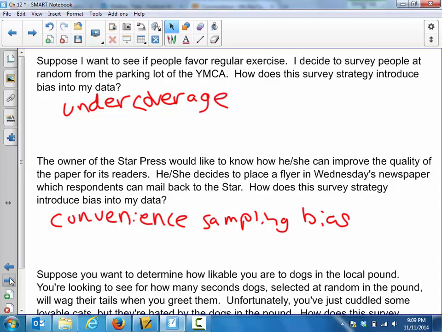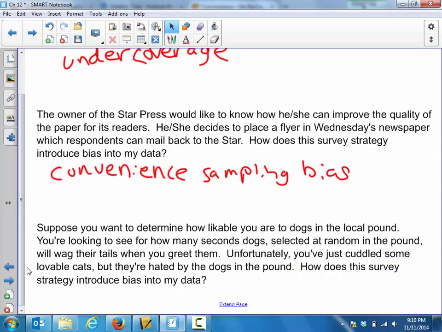Where, in effect, you're only going to get responses from the people who care to respond. Okay? So that's a voluntary response bias. You're only going to hear back from the people who care enough to send information back to you.